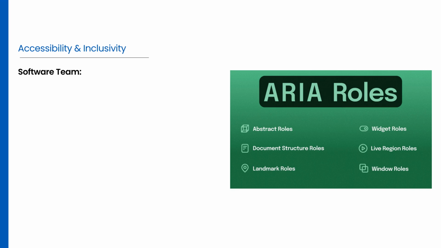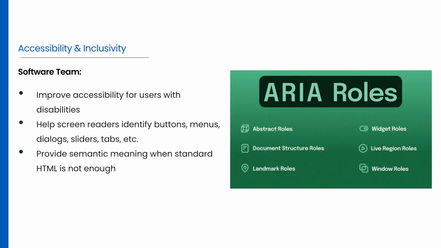ARIA, which stands for Accessible Rich Internet Applications, is used to make software interfaces more accessible for users with disabilities. ARIA roles help screen readers identify the purpose of UI components such as buttons, dialogues, tabs, and navigation menus. It provides additional semantic information when standard HTML elements are not sufficient. This ensures users can understand, navigate, and interact with digital interfaces more effectively. Overall, ARIA plays a critical role in creating inclusive and accessibility-compliant software systems.